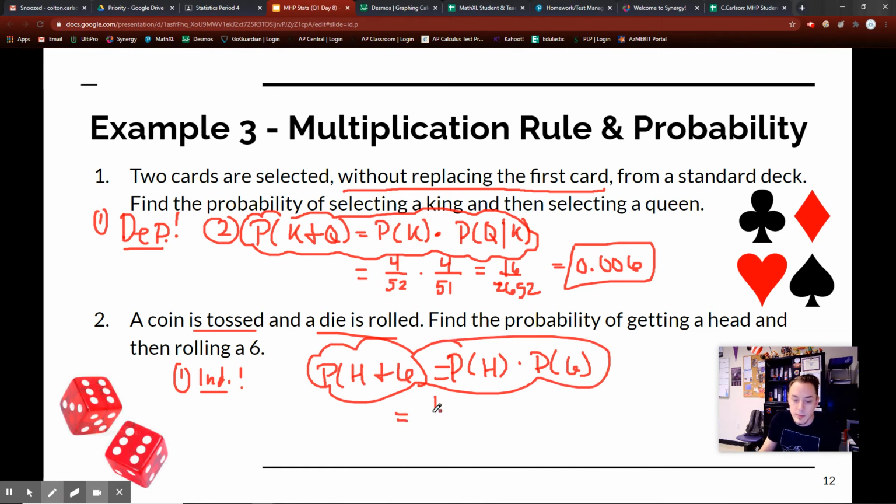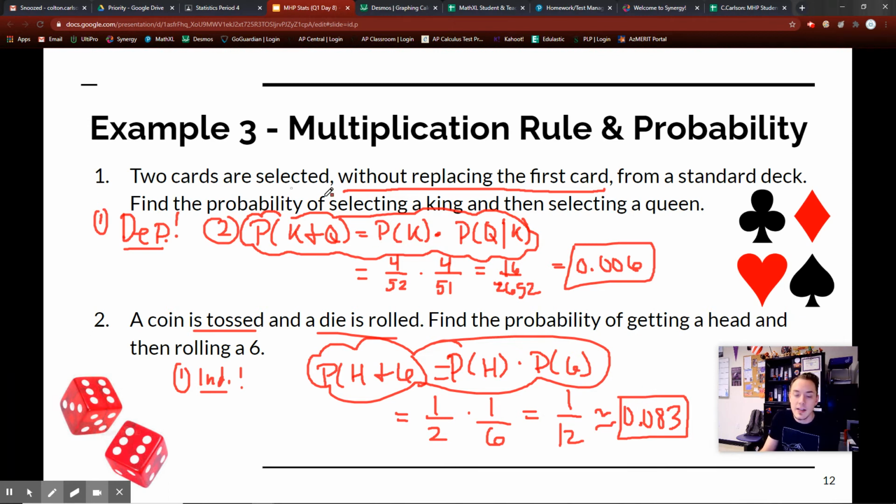What does this equal? The probability of tossing a head is 1/2. Getting a 6 is 1/6. So this is 1/12, which then reduces down to 0.083. Okay, that is my probability. So not too bad, right?